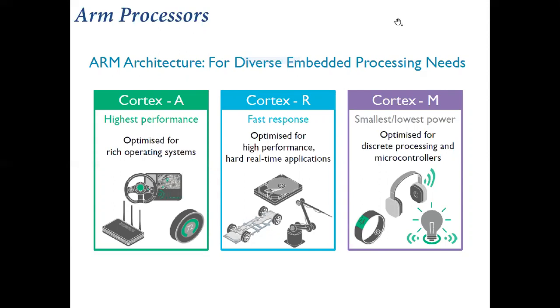Okay, then we go for the Cortex M, which is nothing but the smallest and low power devices we can use. Nowadays Wipro Philips has introduced smart bulbs, and we have smart fans, then we have wireless Bluetooth headsets, right? Then we have smart watches. All these use Cortex M technology because it is smaller in size. Second, the power taken for this is very less. Okay, so they have optimized discrete processing and microcontrollers.